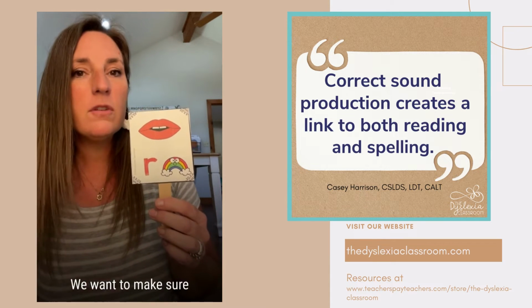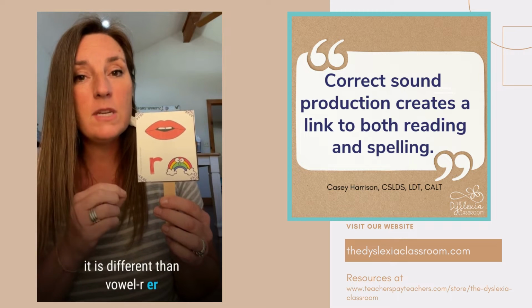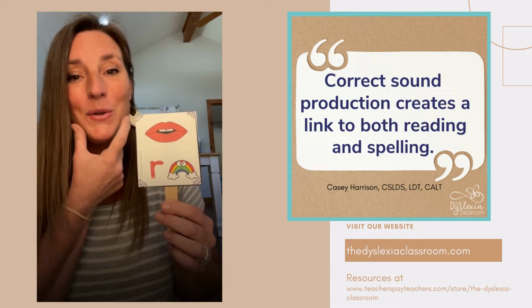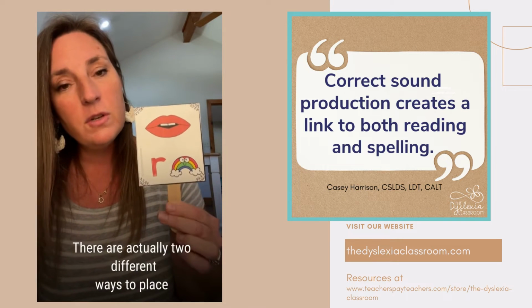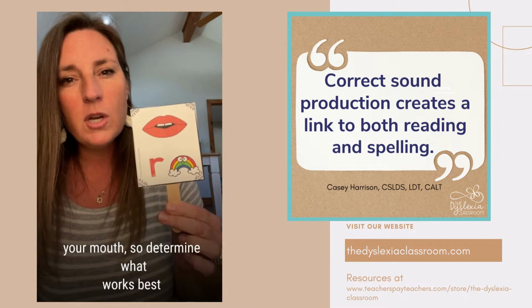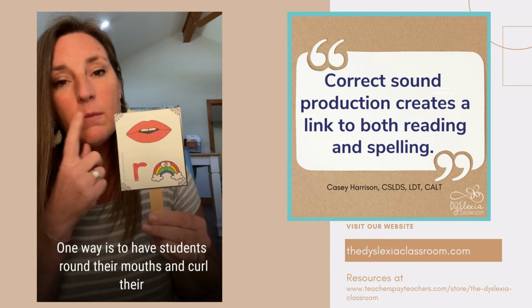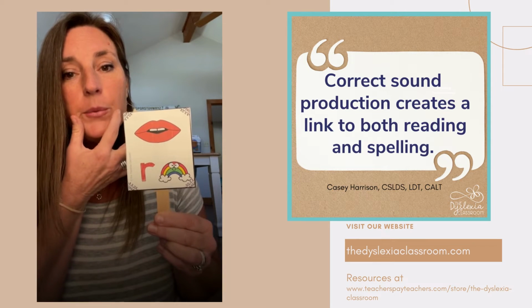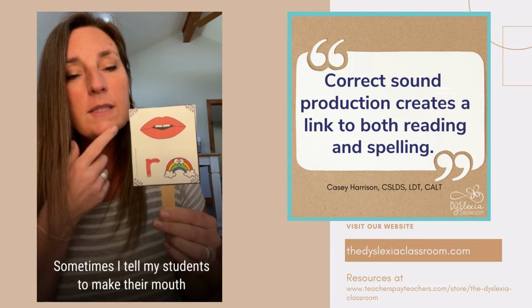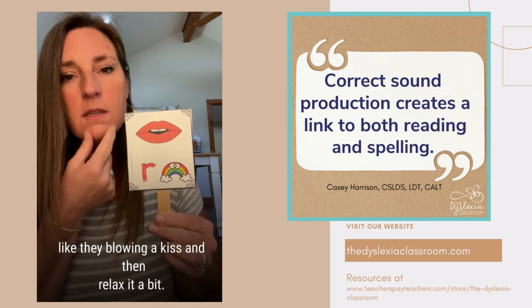We want to make sure that we're producing this in its purest form and that it sounds different from combination vowel R. So some tips for producing the R sound. There's actually two different ways you can place your mouth, so you want to determine what's going to work best for you and your students. One way is to have students round their mouth and curl their tongue to the sides as they pull their tongue down and back. R. Sometimes I'll tell my students to make their mouth like they're blowing a kiss and then just relax it a little bit.